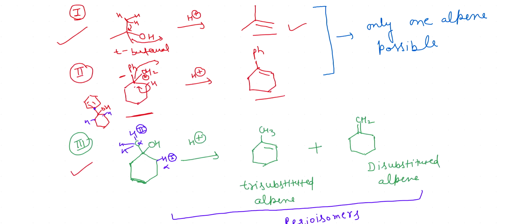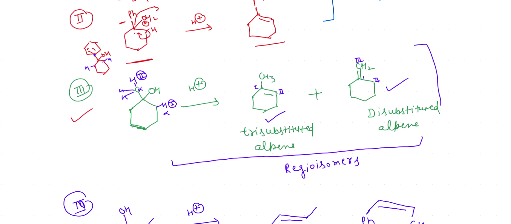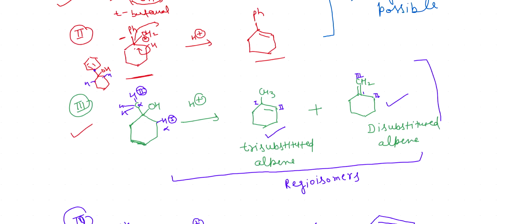First of all, your OH is removed as a leaving group. Then the second step is removal of H positive. H positive can be abstracted in the first case, and then the product formed is trisubstituted. If the H positive is removed from this alpha carbon, then the product formed is a disubstituted alkene. So this is the case in which the double bond is present at different regions. In one case, the double bond is present between these two carbons, and in the other case, between two different carbons. So we will call these regioisomers because the region is different. The question is, which will be formed in major amount, trisubstituted or disubstituted? We will discuss it later.